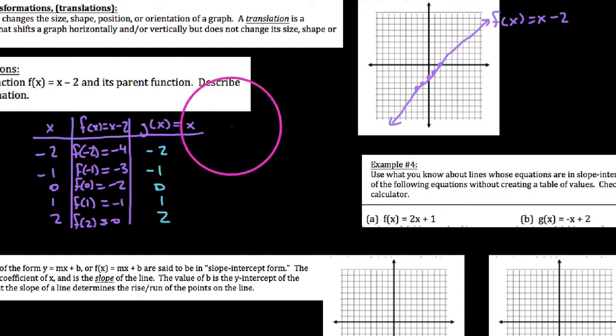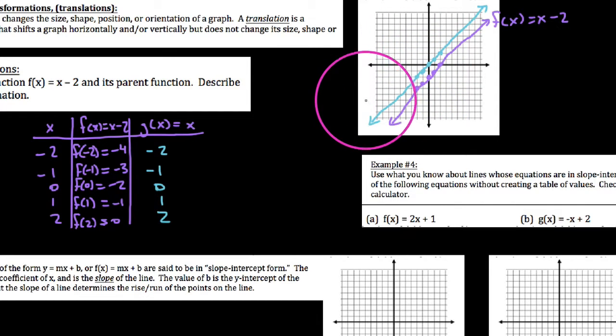If we said negative 2 comma negative 2, we'll go left 2, down 2. We have negative 1 comma negative 1, left 1, down 1. We have 0, 0, 1, 1, and 2, 2. So we see the basic graph of our parent function here, which is also a linear function, a straight line.